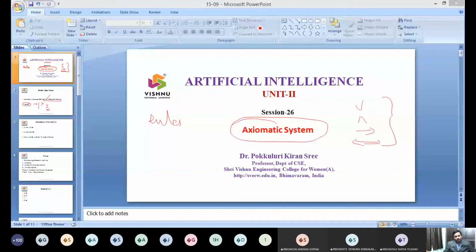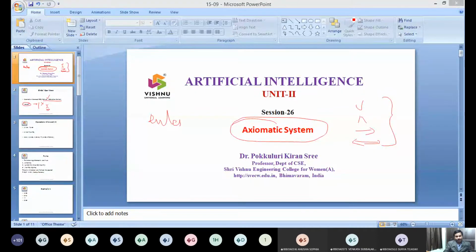Yes. What is the output? True or false? Yes. Only two things are there. Whether the statements that we have given, you need to validate whether the inference is true or false.